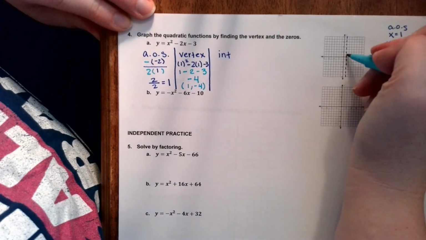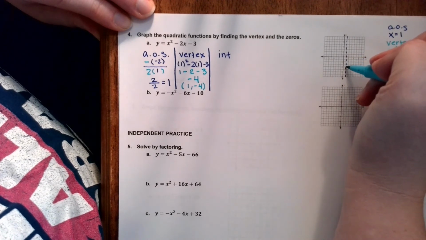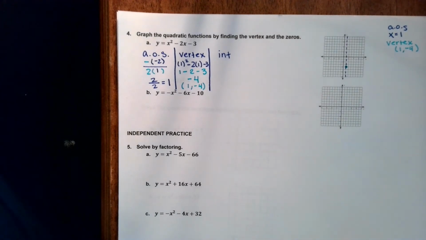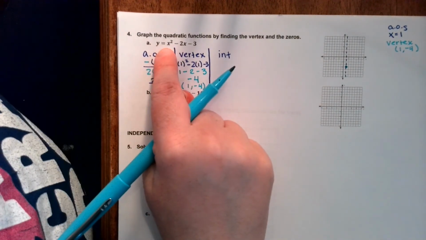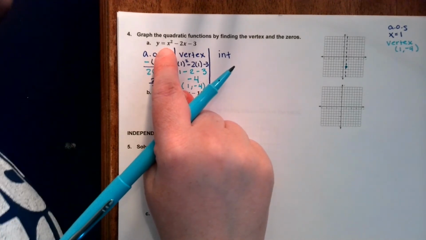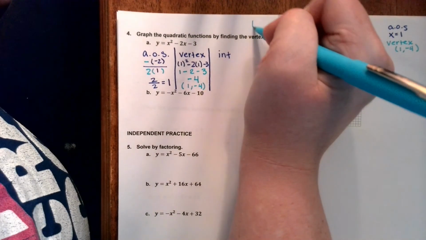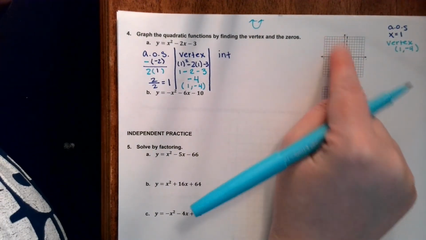So I'm going to go to 1. I'm going to go down 1, 2, 3, 4 and put a point. That's my vertex. Now real quick, we see that this is a positive x squared. It's a positive a. So here, what I know I can do is this is going to be going up. So it should go up.